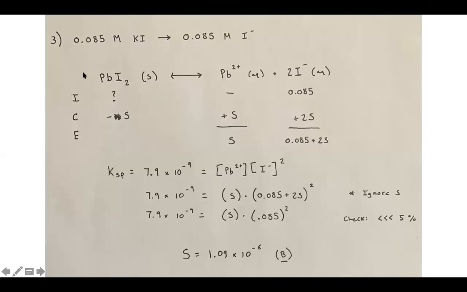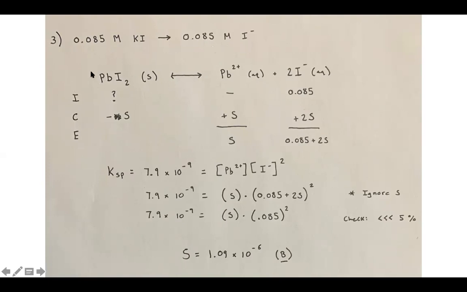Okay, so this is a common ion effect problem because we are looking at the solubility of lead iodide in a solution that already has one of the ions. It has iodide already in it from potassium iodide. So we're first going to look at our initial amount of iodide. If we have 0.085 molar potassium iodide, it's a 1-to-1 ratio between iodide and potassium iodide, and so all that's telling us is that we have an initial amount of iodide of 0.085 molar.